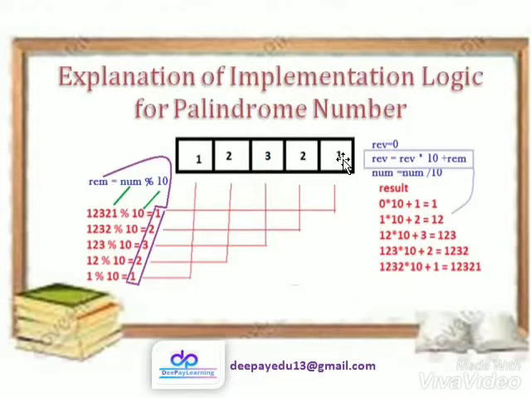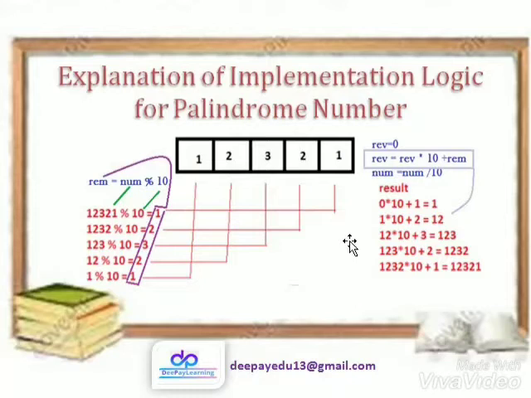In order to implement the logic for palindrome, we will create a reversal of the number 12321. So we need two variables. One is to hold the value of the number entered by the user, and this value is stored in the num variable. Another is rev to hold the reversed number. We will then, in the end, compare the value of these two numbers and check whether it is a palindrome or not.